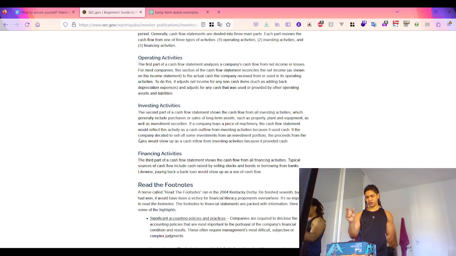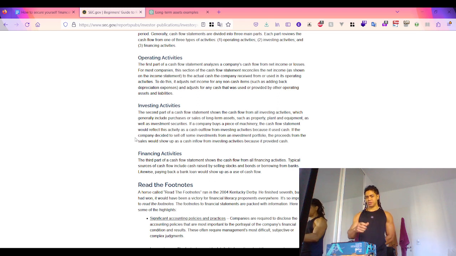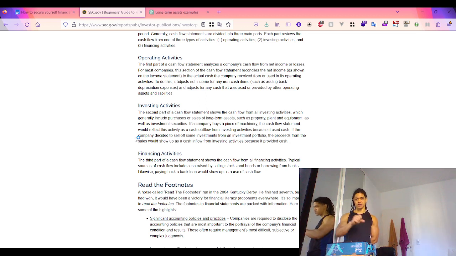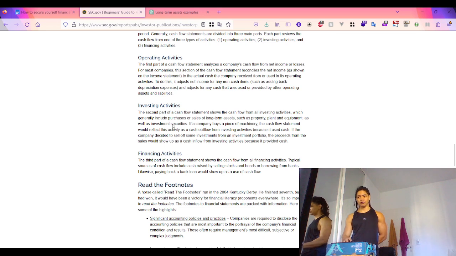So if you purchase, for example, property, plant, and equipment, that operation is recorded as a cash outflow because cash was used to purchase it. But if you sell something, let's say you sell some investment in your portfolio, that's registered as a cash inflow because you receive cash from that operation. So this is just broadly speaking about investing activities.